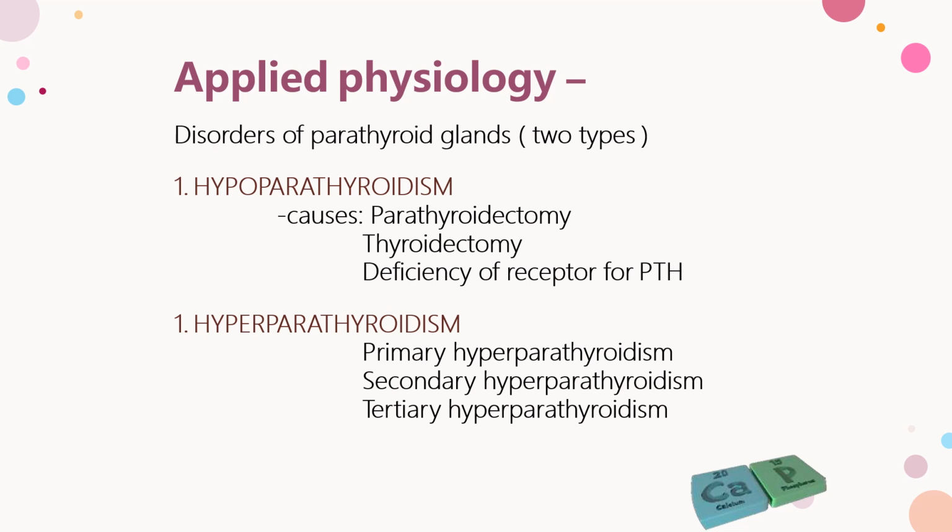So, applied physiology of parathyroid glands. Two types of parathyroid disorders are present. One is hypoparathyroidism and the other is hyperparathyroidism. So hypo means, as you all know, decreased parathyroid hormone secretion. The causes for that are parathyroidectomy, thyroidectomy, and deficiency of receptors for parathyroid hormone. And hyperparathyroidism is of three types: primary, secondary, and tertiary hyperparathyroidism.